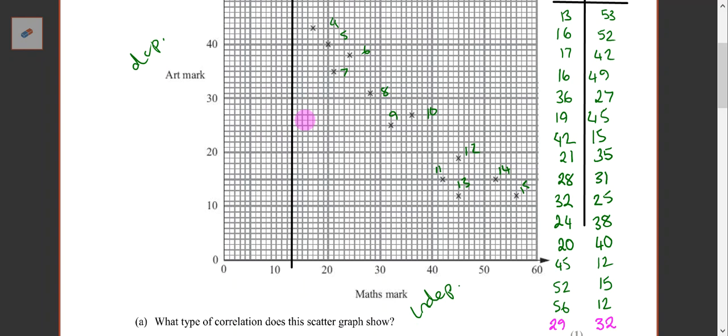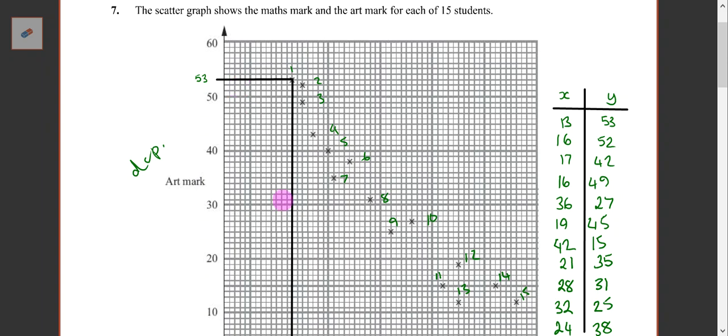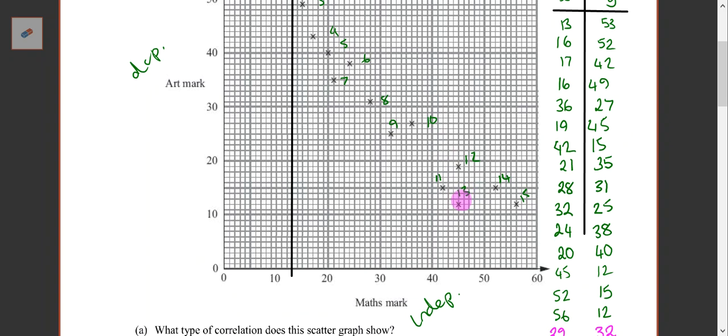You will not get 300. You should get a number somewhere, if you're doing the y ones, between 0 and 53. It can't be bigger than 53. It can't be less than 13. Yeah, what do you get? 29.06. Oh, so you did the x ones rather than the y ones. You did it the wrong way around.